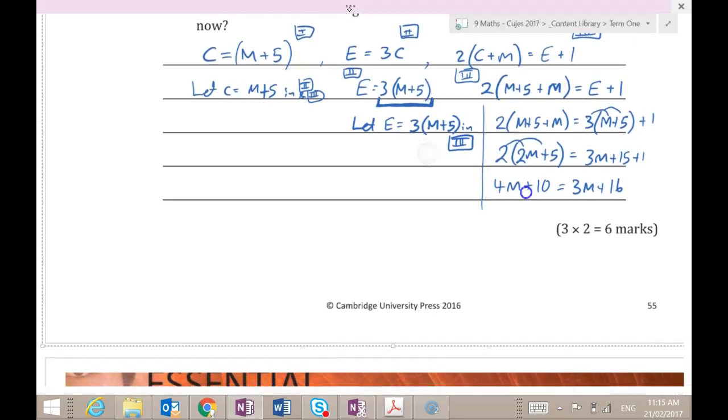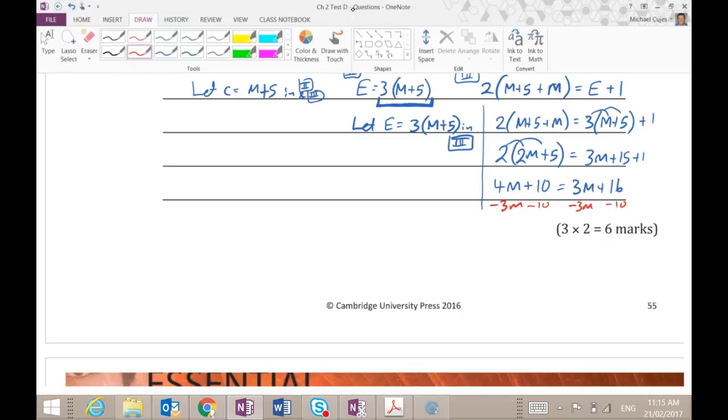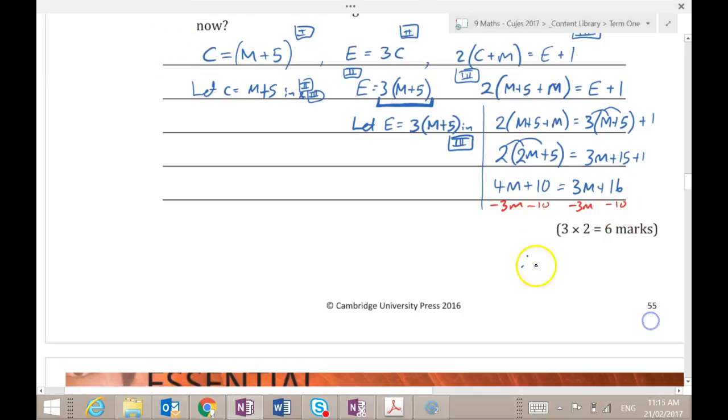To get all my M's together, I've got more of them on the left, so I'm going to subtract 3M from the right-hand side. And what do I have to do with the 10? Well, to get rid of that, I need to subtract 10 from each side. Because 4M minus 3M is just M, so Mia's age is 16 minus 10, 6.